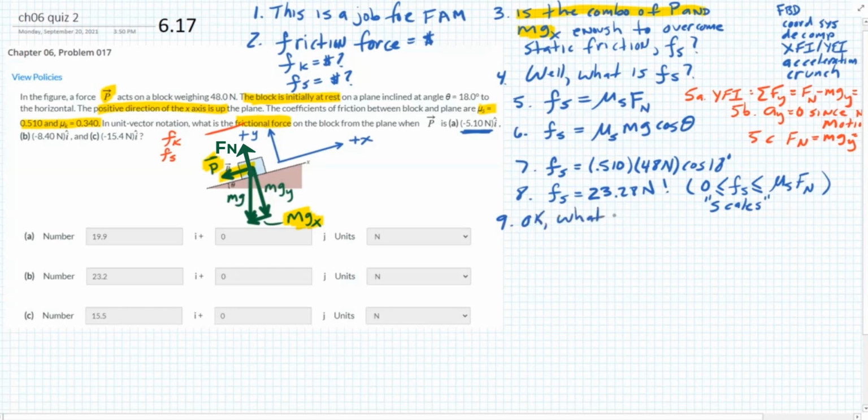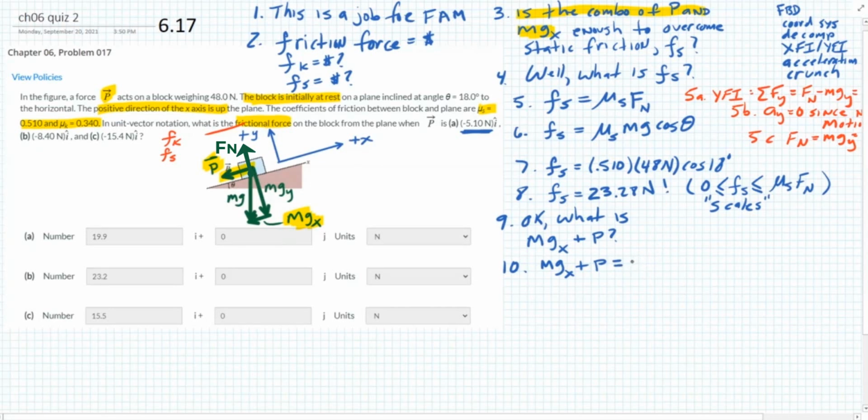What is the combination of mgx, which is trying to pull the box down, and p? What is the combination of mgx and p? And this will tell me, is this box going to move or is it not going to move? So here's the combination: mgx plus p. And these, again, what I'm drawing here in step 10, are the downward oriented forces that are trying to drag the box down. Static friction is trying to resist those.